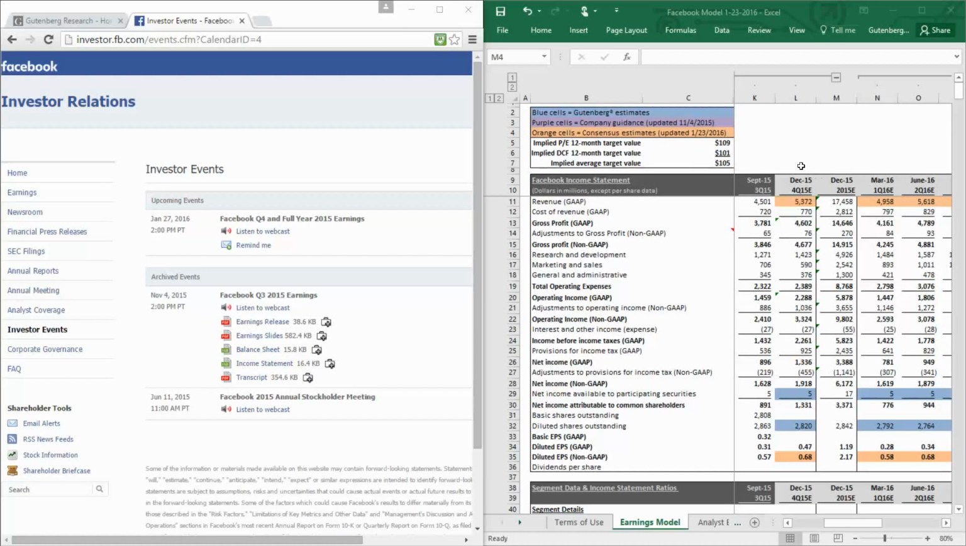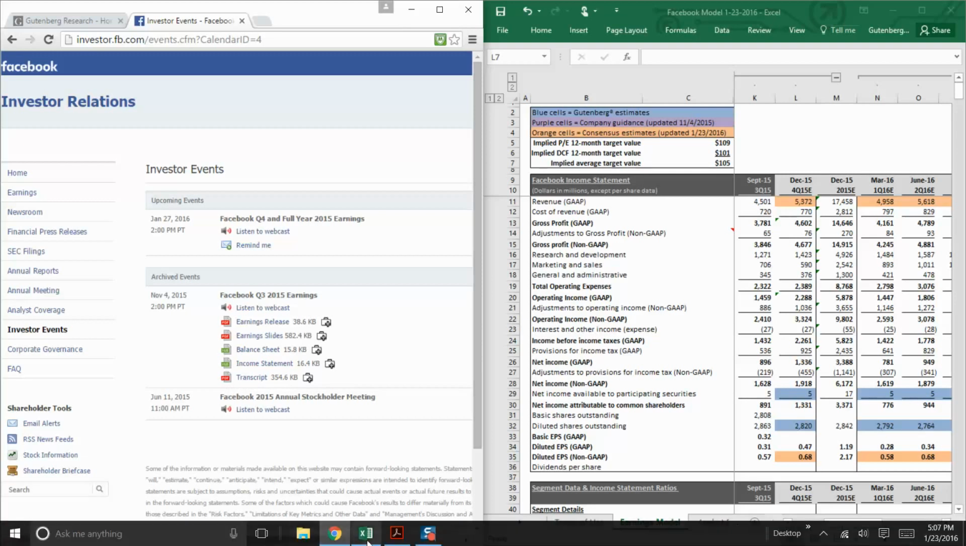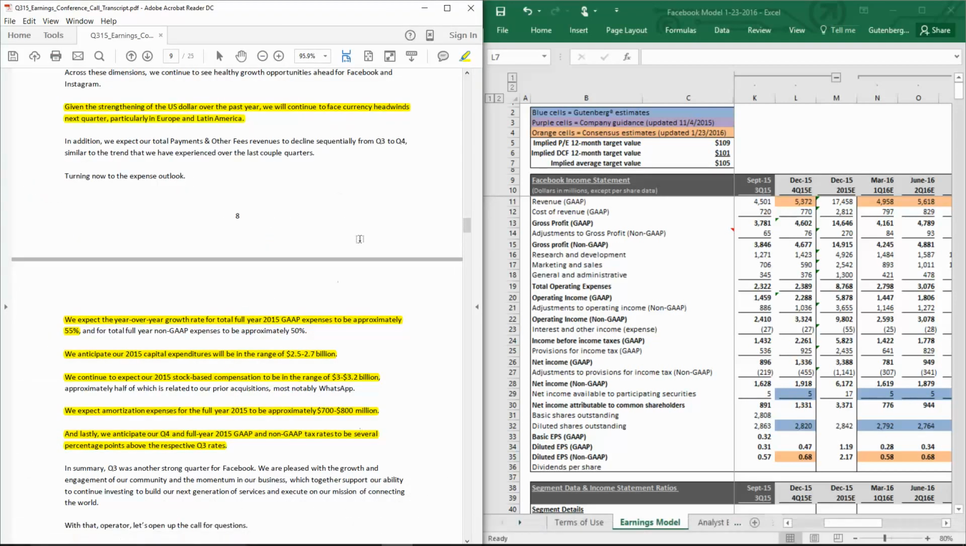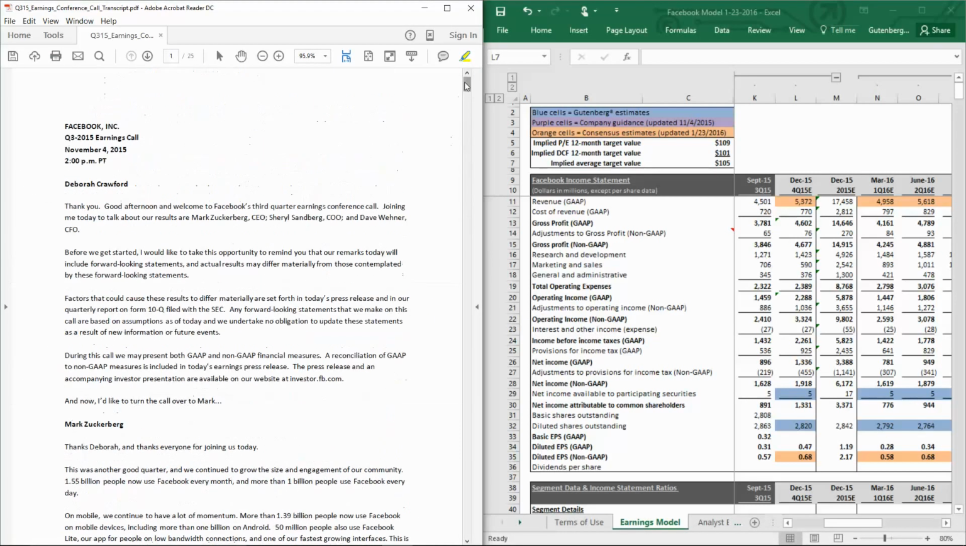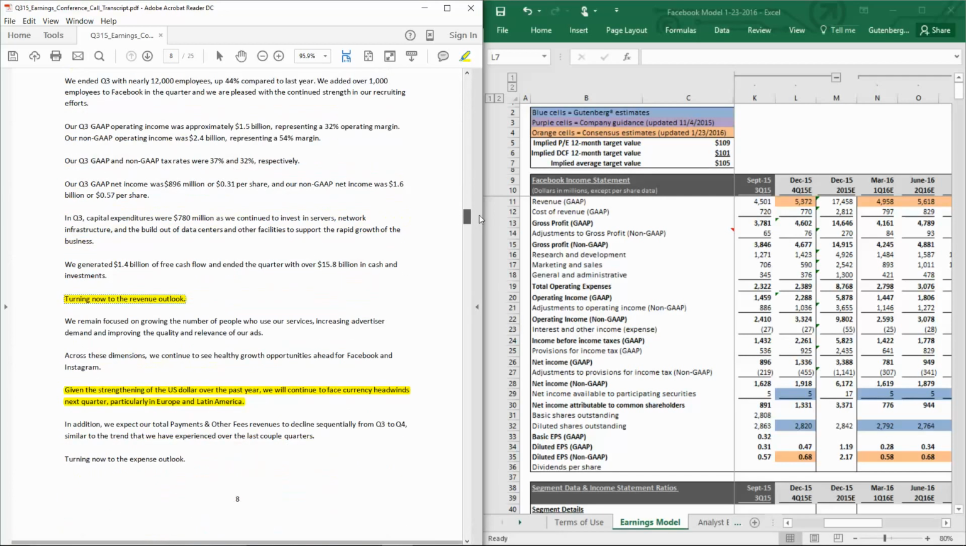Facebook will report fourth quarter results this week, and to prepare, we're going to take a look at where consensus estimates stand relative to management's guidance. To access management's guidance, you can go to the Investor Relations page and click on the transcripts. We've downloaded a copy in a PDF and highlighted the details, so you can see that it starts on page 8.